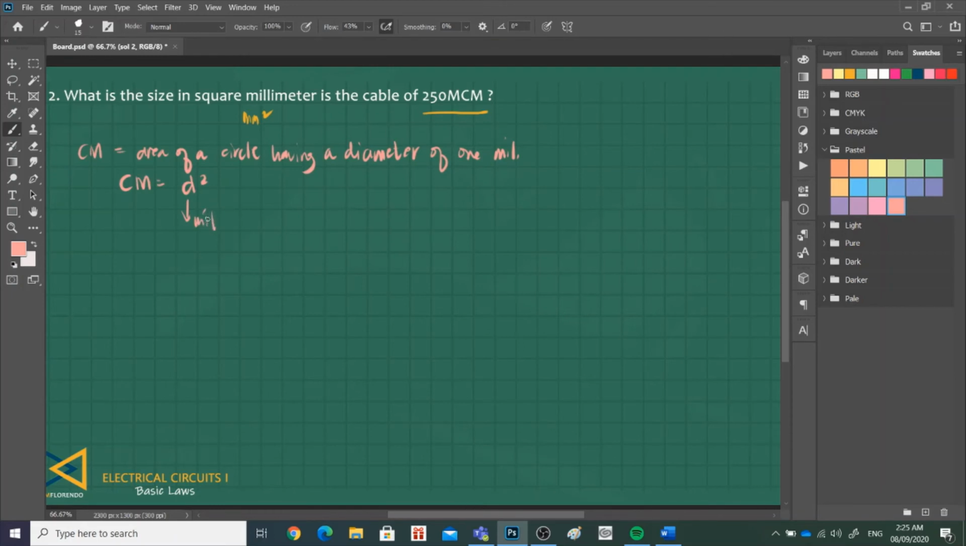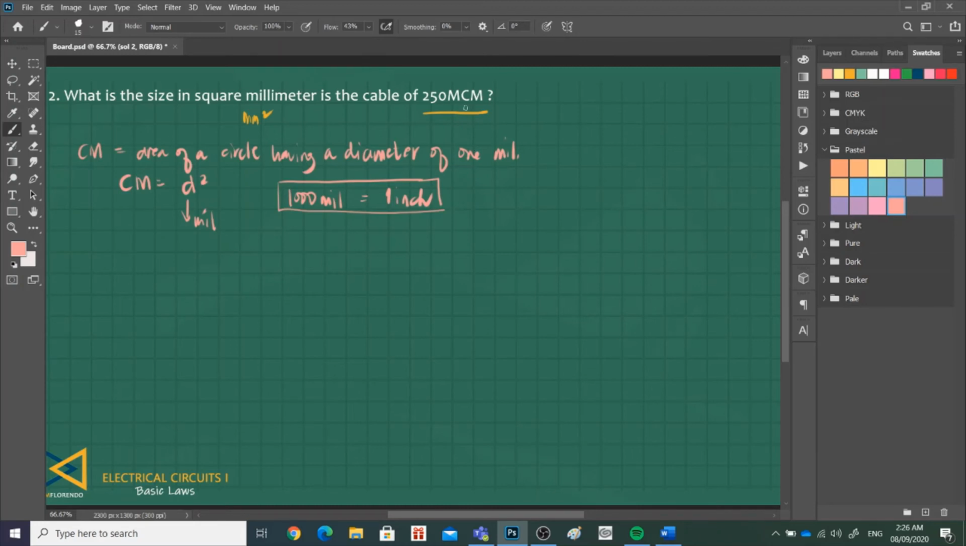Okay? So, paano natin mako-convert yung mga units natin to mil? Ang conversion unit natin is 1,000 mil for every 1 inch. So, ayan yung conversion factor niya. Tapos kapag gusto nyo kunin yung area, square nyo lang yung diameter niya. So, kung given ang diameter sa inches, convert mo sa mil, and then square mo, yun na yung area niya in terms of circular mil.